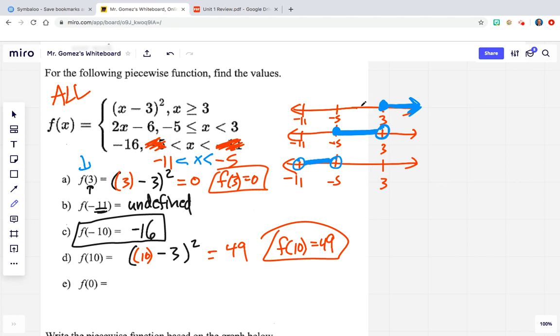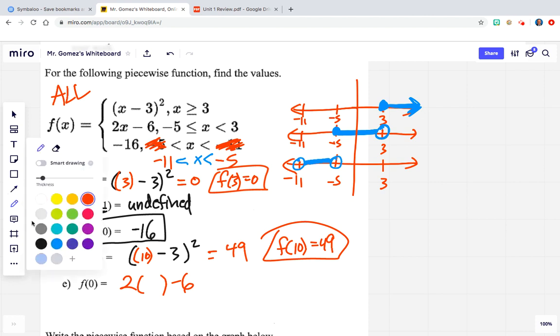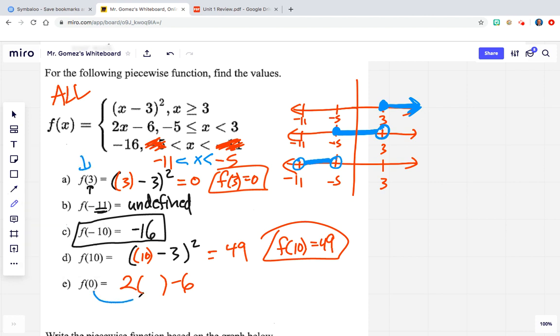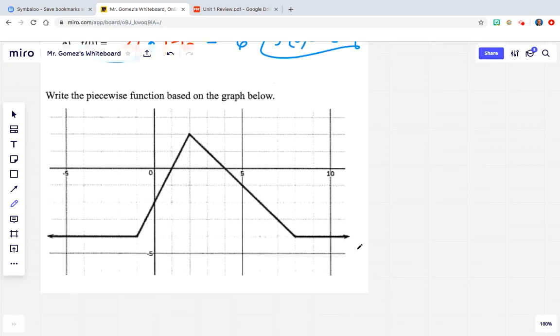And then f of 0. 0 is somewhere around here between negative 5 and 3. So we're going to use this second function. And 2 times parentheses minus 6, we're going to plug in this x value of 0. And 2 times 0 is 0. Minus 6 is negative 6. So therefore, f of 0 is equal to negative 6. That ends up being my answer.